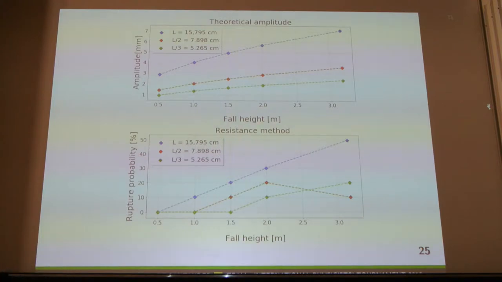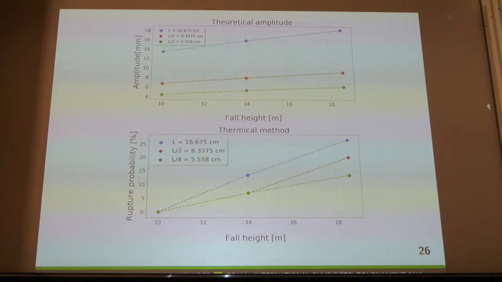We made the relation with the values that we used experimentally, and this is the behavior that we found for the fracture probability. This is for the first method, and this one is for the second method.